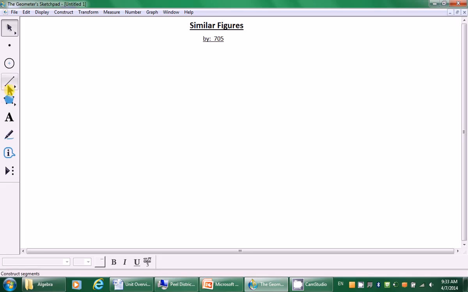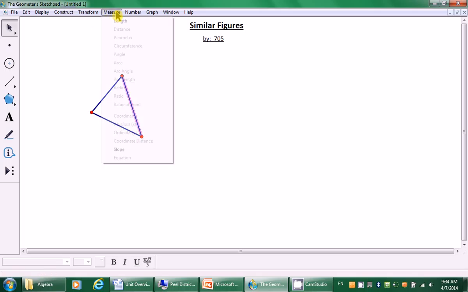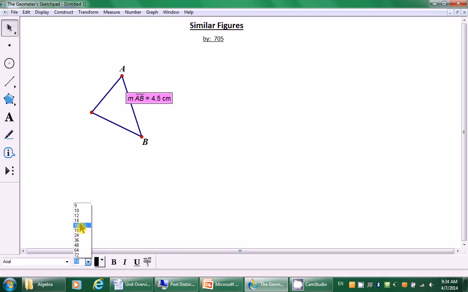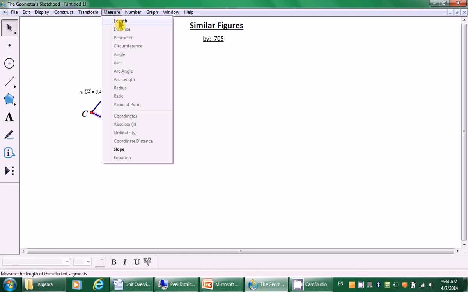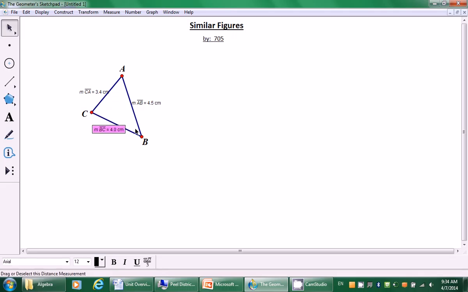So what I'd like you to do is draw a fairly small triangle. We can move this triangle around, we can adjust it later. I want you to go ahead and measure the sides. And what we might do right off the bat is adjust the text font size of those measurements. And then I'll measure this side. And I'll measure the last side. It doesn't matter what type of triangle it is. Looks like I've drawn a scalene. That's probably the quickest one to draw.